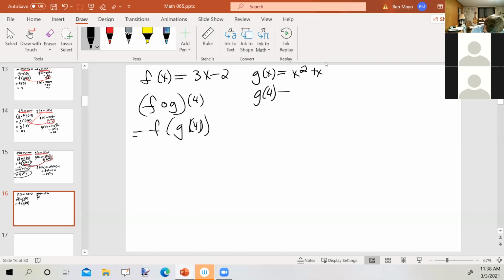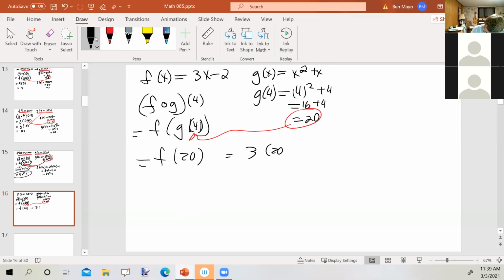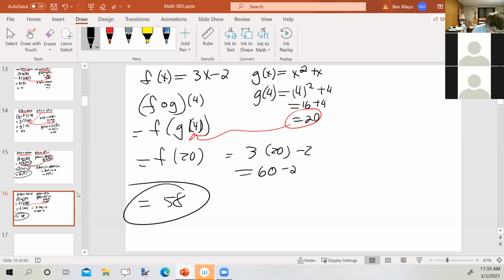G of 4 is 4 squared plus 4, 16 plus 4, or 20. So that's going to go in there. So now we're going to get f of 20, which is 3 times 20 minus 2, 60 minus 2, 58.